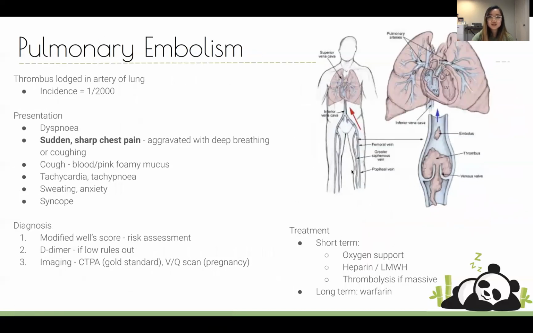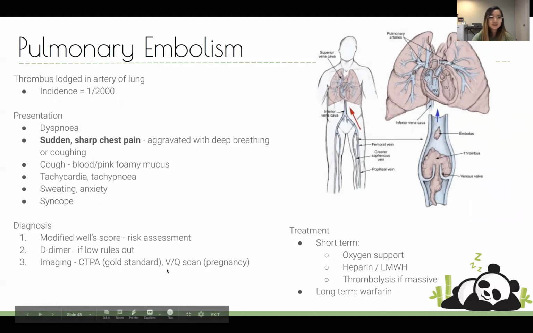So PE is usually due to a DVT, so it goes up and then it blocks one of these vessels here. Presents with sudden sharp chest pain. So if you get a patient with sudden sharp chest pain, you're thinking PE as one of your major differentials. Because it's blocking a pulmonary artery, means blood can't get to certain parts of your lungs, and that's why you get tachycardia, tachypnea, you get sweating, anxiety, dyspnea because they're not breathing well.